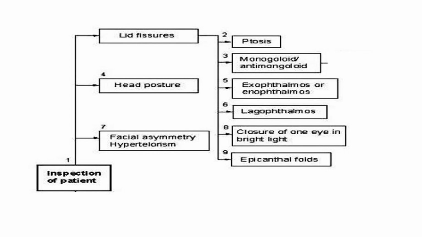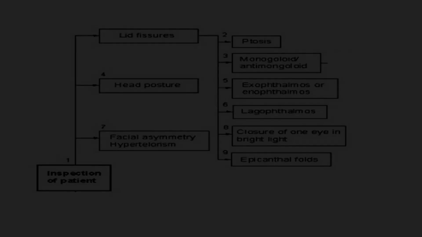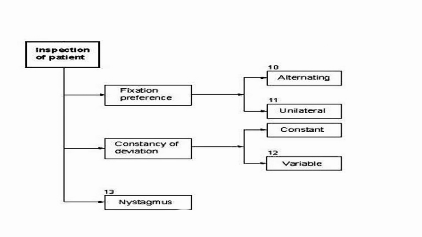And then we will go for head position, whether there is head tilt, and facial symmetry or asymmetry, the fixation preference, whether it is alternating or unilateral, and the consistency of deviation, whether it is constant or variable, and looking for nystagmus. So these are the few points on this chart that we have to remember, the things which we have to look for.